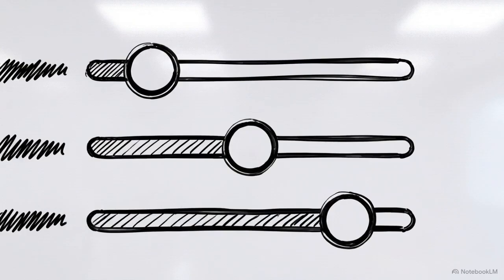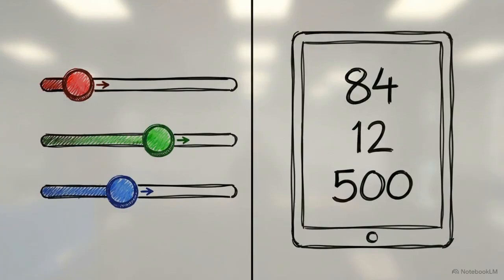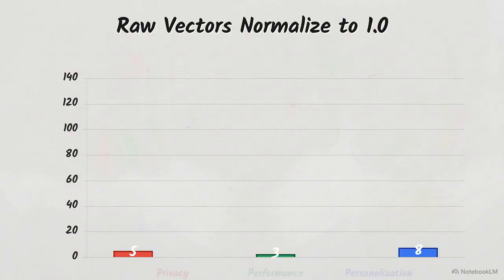Step 1 is identifying your axes. In the Quetra reference model, we use 3 specific priorities: privacy, performance, and personalization. We call these the PPP axes. Look at your current system state and pull the raw numeric scores for each of those 3 axes. Keep them close by. Now we apply normalization.